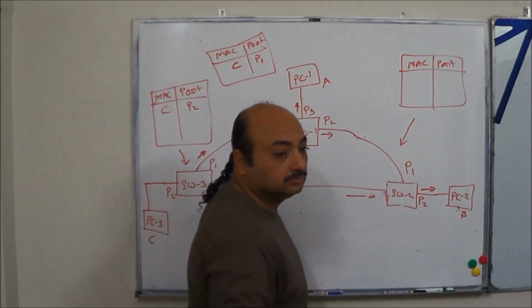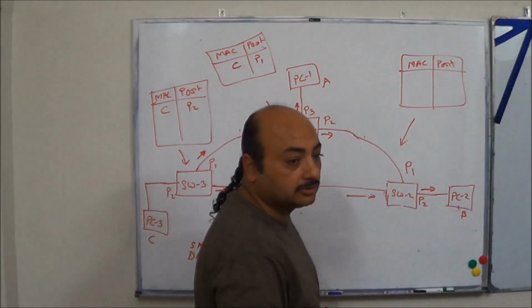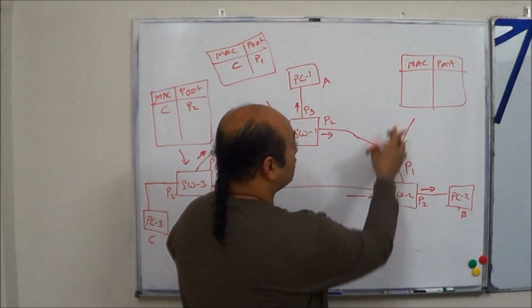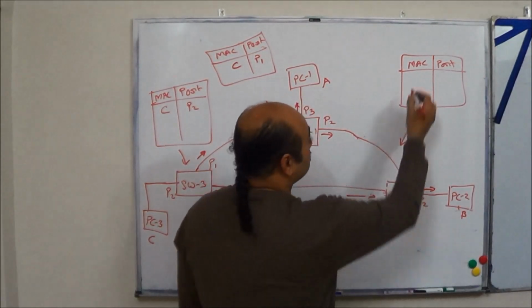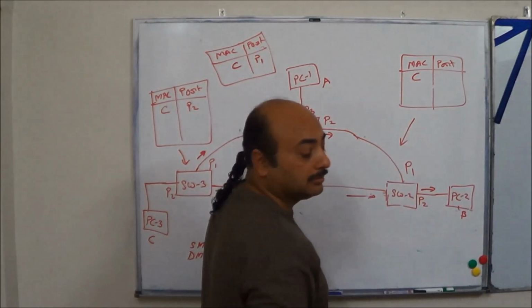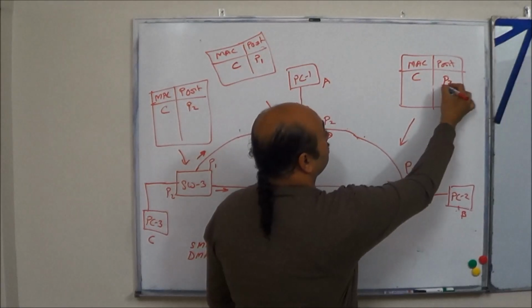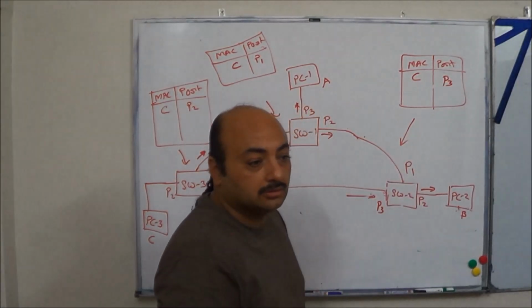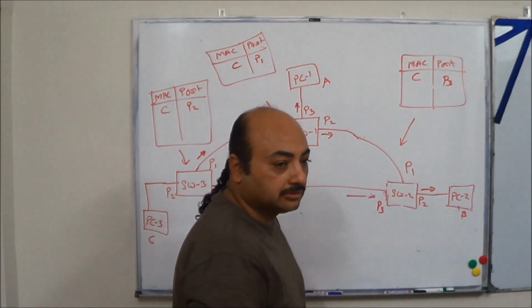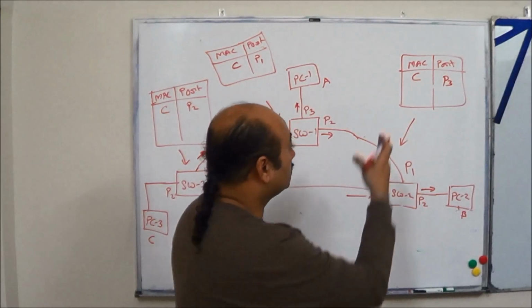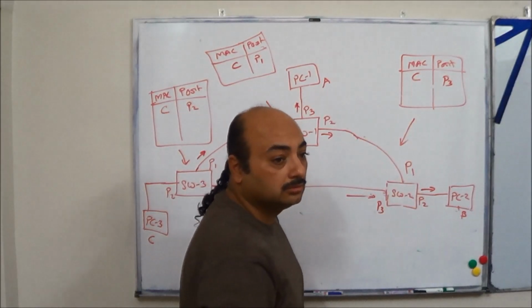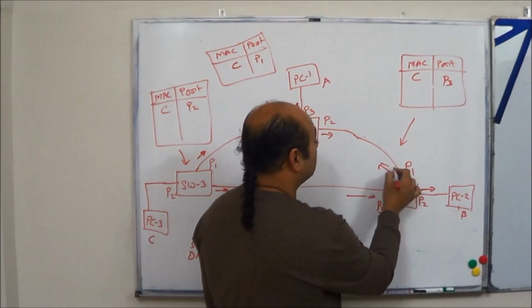Frame coming from here. Source MAC address C, destination MAC address B. Is C in the MAC table? No. So C is learned on P3. Destination MAC address B is not in the MAC table, so what do we do? Flooding. Flooding where? Here, P1, and here, P1.